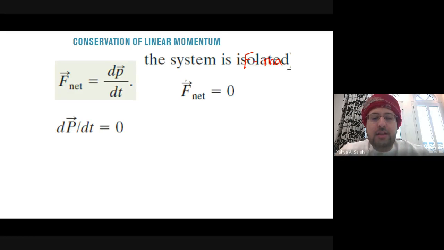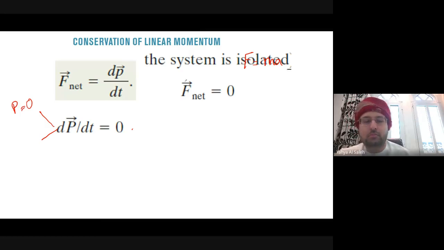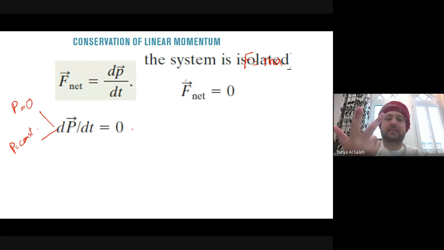Now, in an isolated system, if F equals 0, A equals 0, since F equals dP by dt, it also means that dP by dt is equal to 0, right? And that has two possible meanings. Either P equals 0, so dP by dt would be 0, or P is equal to a constant, which means that initial P minus final P is equal to 0 because it's the same number, right?